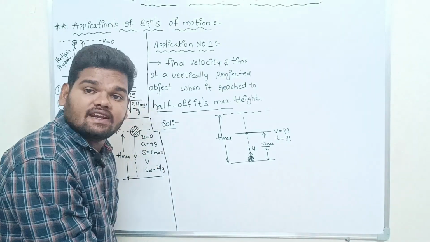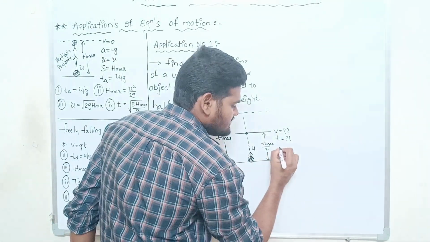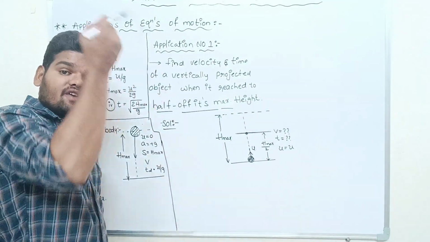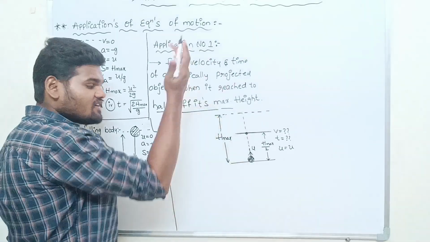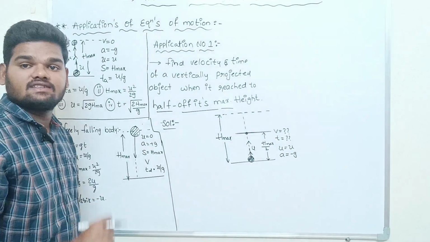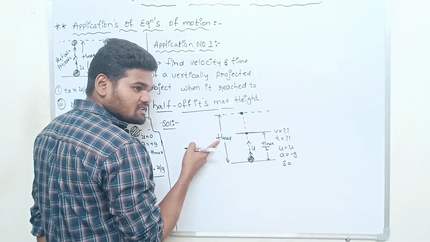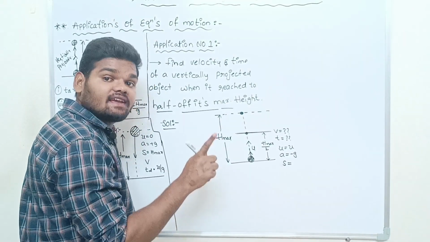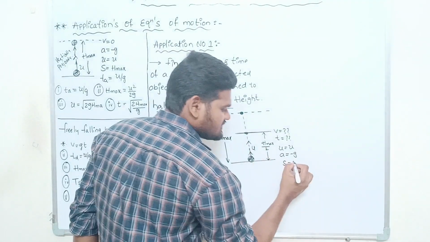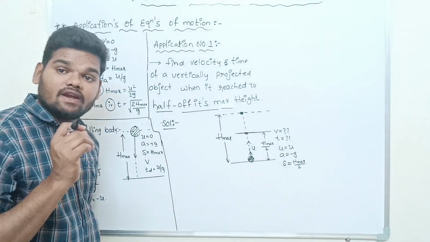Right. So I project an object vertically upward with a certain initial velocity u. What is the initial velocity of the object? u is equal to u. Whenever the object is moving away from the ground, its acceleration due to gravity is equal to minus g. The total displacement of the object is h maximum, but we have to find its velocity and the time at h maximum by 2. So from the point of projection to h maximum by 2 only, the displacement of the object is h maximum divided by 2.